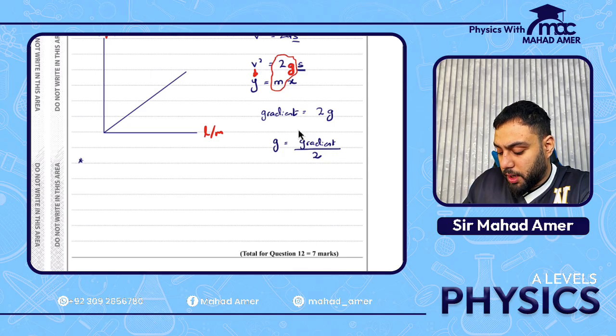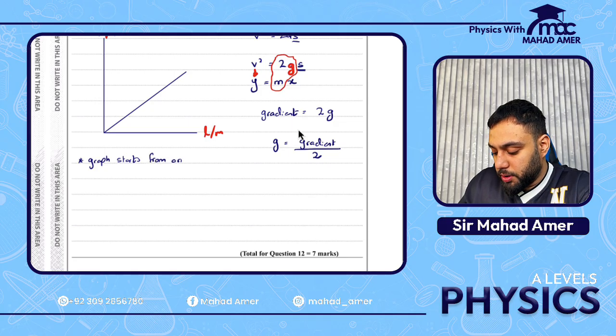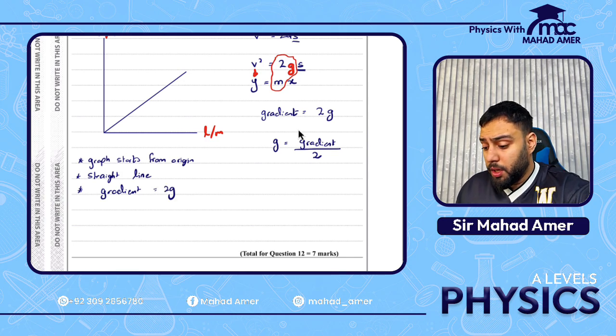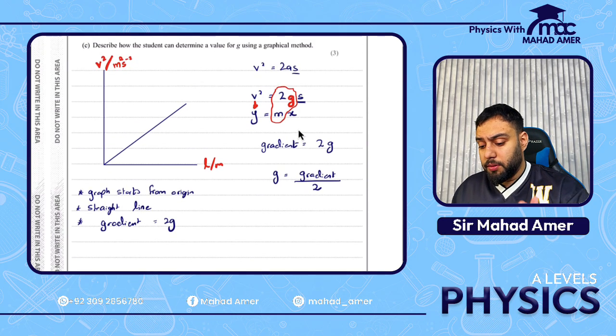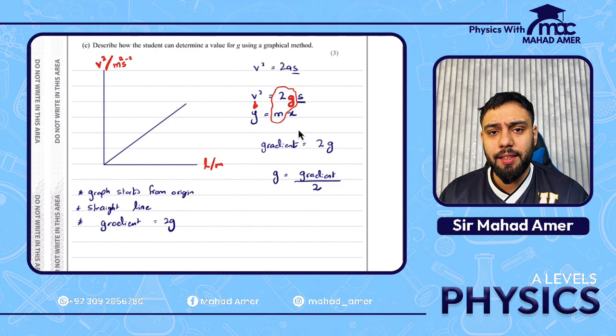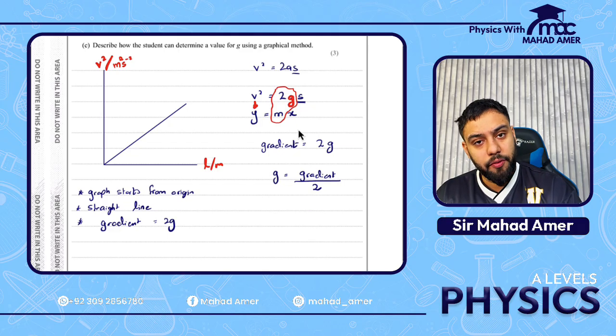The graph starts from the origin, it will be a straight line, and the gradient will be equal to 2 times gravity. So this is the graphical method that I can use in order to find the value of g. And this is the final experiment.